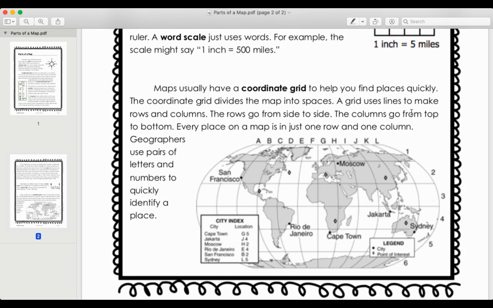So, what you guys are going to do now is use this worksheet to help you complete the assignment on the parts of a map.